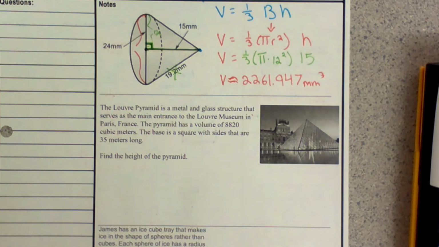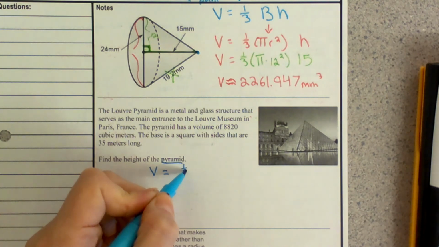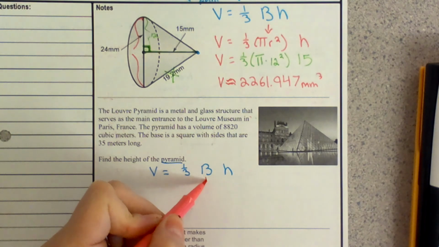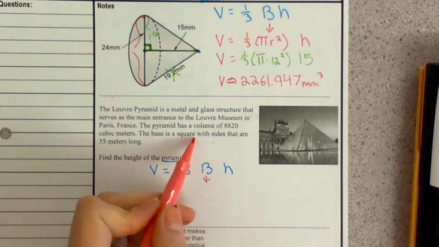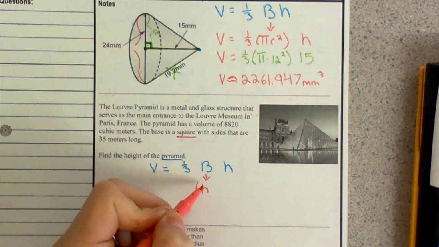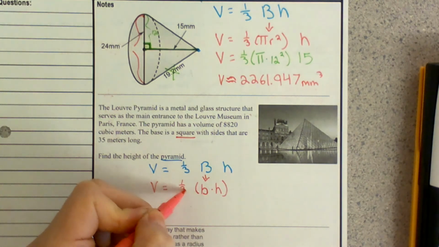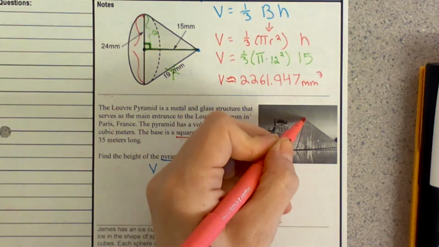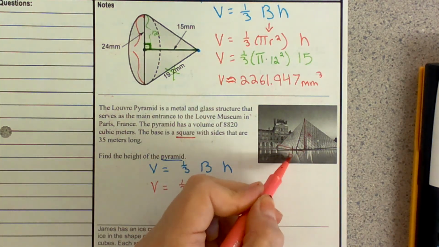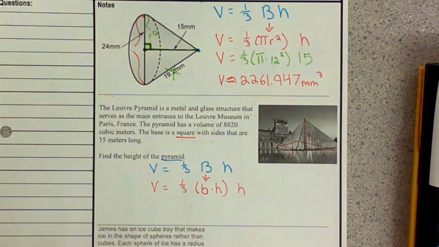So we're going to start off with my basic formula for anything that comes to a point: 1/3 big B times H. I'm going to substitute in my area formula for a square base. So that is going to be length times width, or base times height, however you want to say it. And then the height of the overall, how tall that pyramid is. So base, height of the base, and then height of the overall pyramid.